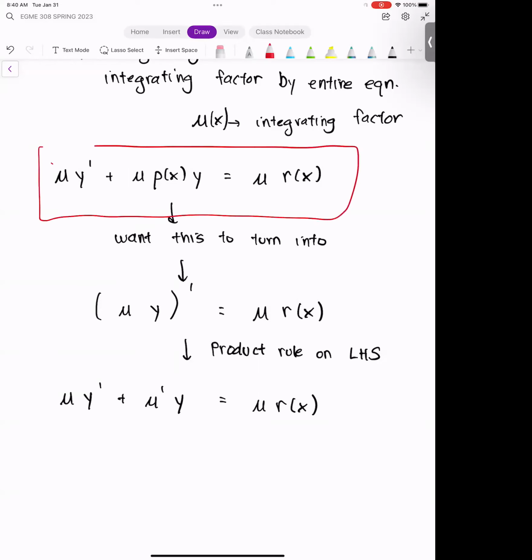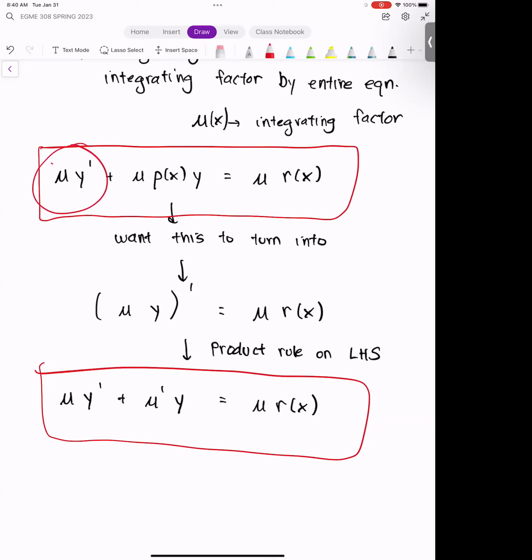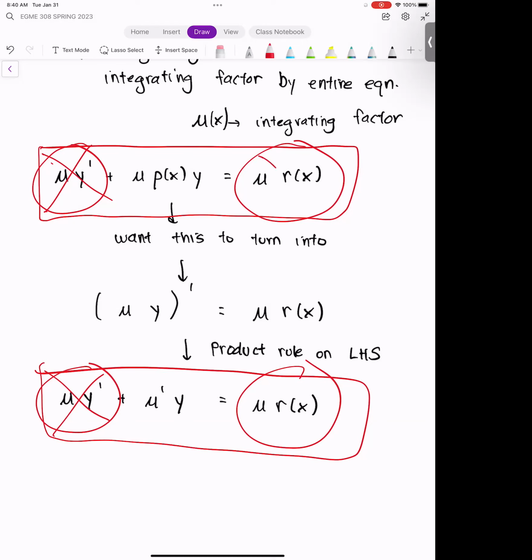What I'm going to do is compare these two equations because they look pretty similar, right? They have the same number of terms. They all have a y prime term. There are just a couple of small differences. All right, so let's look at these terms. Both equations have a mu y prime. So those are going to be the same, and we're going to ignore those terms. On the right-hand side, we have a mu r of x, and so those terms are also exactly the same. So we're just going to ignore those.